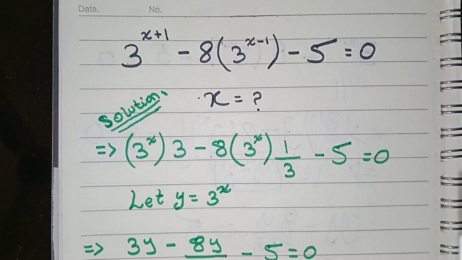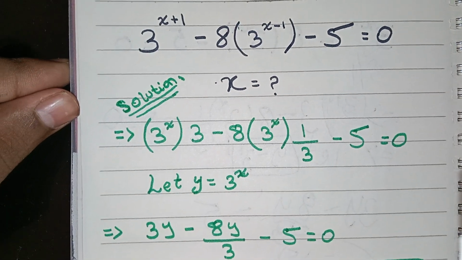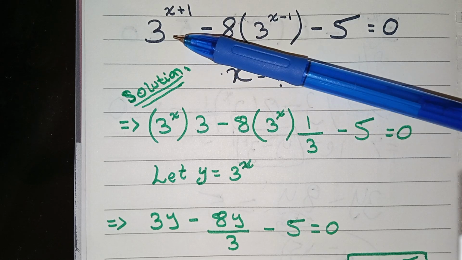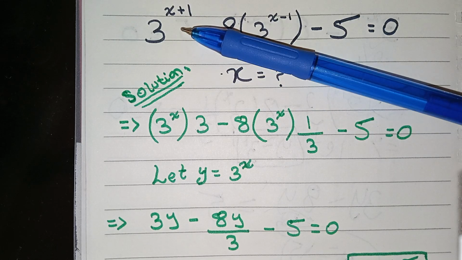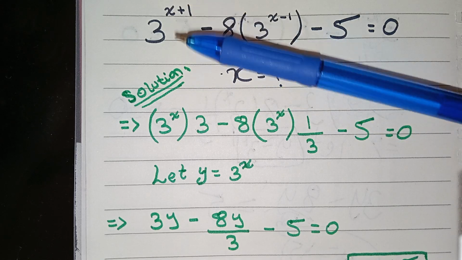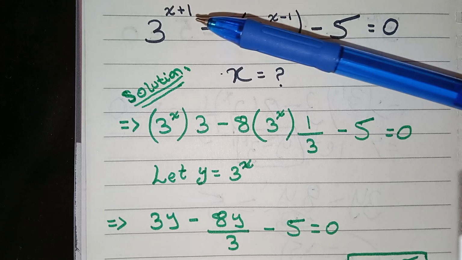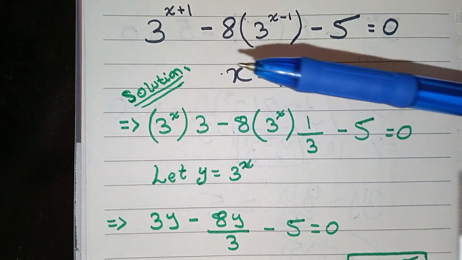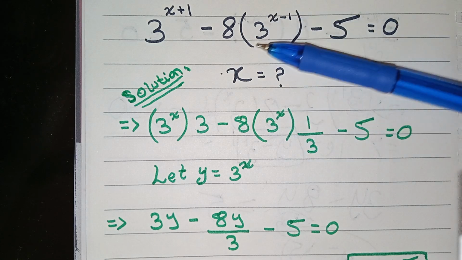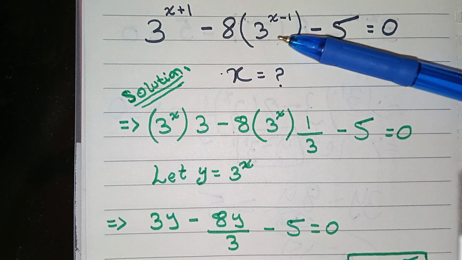So what is the value of x? We have to go through many steps. So let's go ahead. The first step: we will factorize it. This is called expand. So 3 to the power x will be written separately in a bracket, then 3 to the power 1 is 3, then minus 8, 3 to the power x will be written separately, then 3 to the power minus 1.